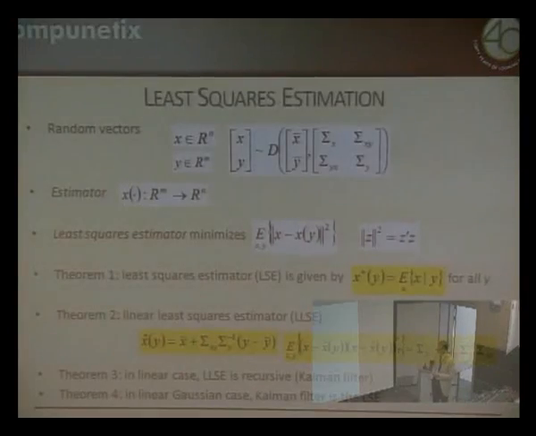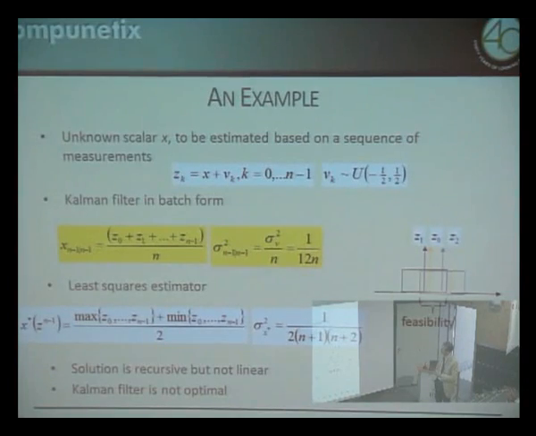So let's look at a small example of this. Let's say that I want to know x, and I give you n measurements: Z0, Z1, Z2, Z3 through Zn minus 1. Each measurement is x plus noise, where the noise is uniformly distributed from minus a half to a half. And I ask you, on the basis of these n measurements, what is the best estimate for x?